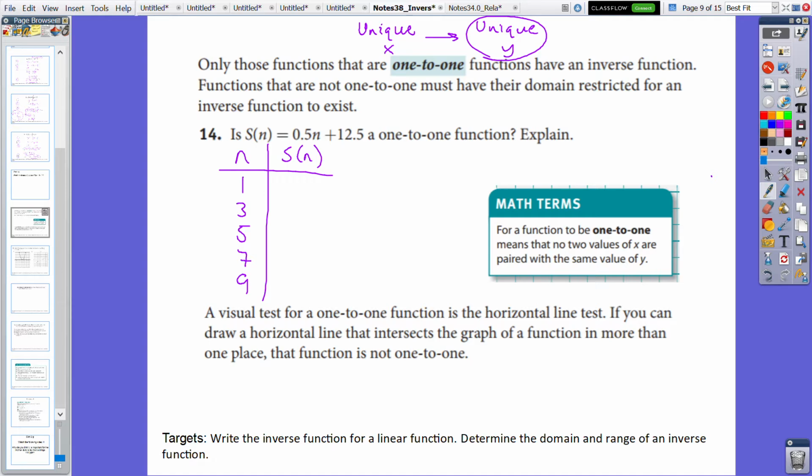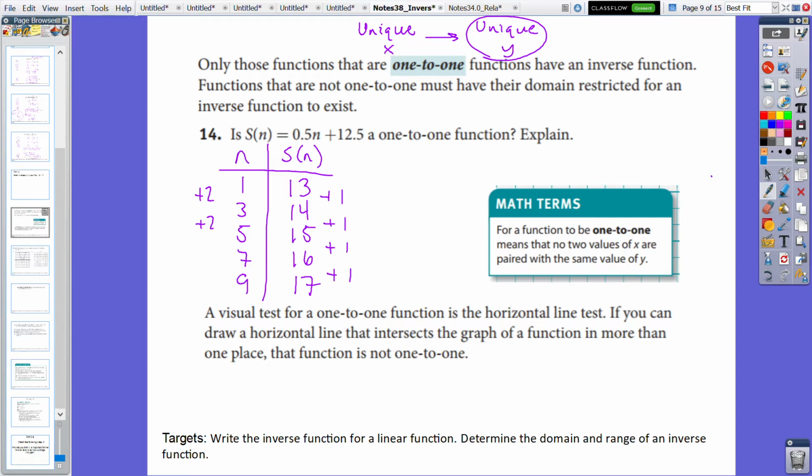Now, we should be able to pick up if the output has a pattern here. That would help us determine if there will be a one-to-one relationship, at least in terms of unique x, unique y, unique input, unique output. If I replace n with 1 here, I get 13 as my output. If I replace n with 3, I get 14. Same with 5, I get 15, 7 I get 16, and 9 I get 17. Every time I go up by 2 on n, I go up by 1 on my s of n, my output.